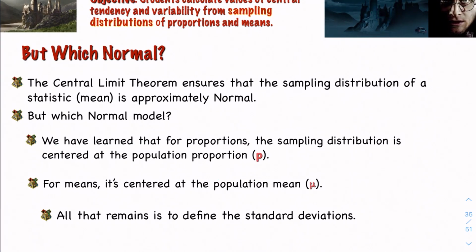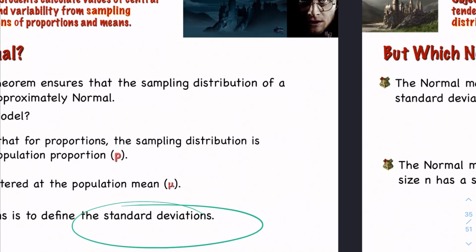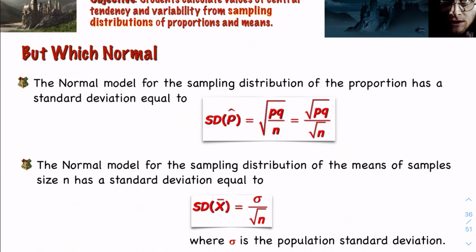So this question goes like, which normal? The central limit theorem ensures the sampling distribution of a statistic, the mean, is approximately normal. But which normal model? Like we've learned about proportions, the sample proportion is centered around the population proportion we call p. For means, it's centered around the population mean, which is mu. All that remains is to define the standard deviation. So the normal model for the sampling proportion has a standard deviation equal to the square root of pq over n. We've seen that before.